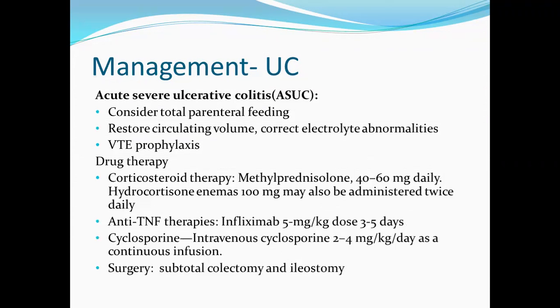For acute severe ulcerative colitis, we should consider parenteral feeding, because most of these patients are usually not clinically stable enough to feed via the mouth. So what you have to do is to ensure that there's total parenteral feeding. You also restore circulating volume. If you have to transfuse, you transfuse. Correct electrolyte abnormalities as well. These patients too are at risk of venous thromboembolism, so we give them prophylaxis as well.